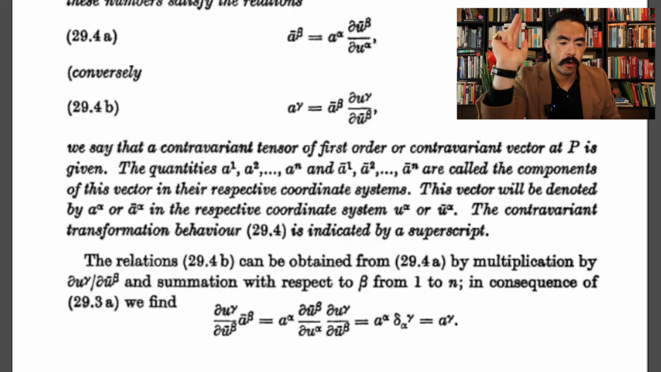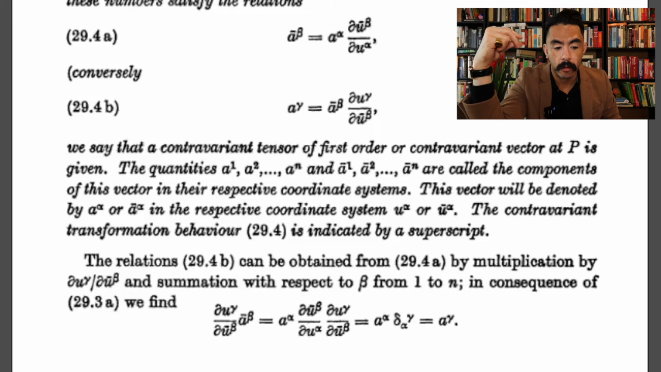The relation for the second given contravariant tensor can be obtained from the relation for the first given contravariant tensor by multiplication by ∂u^γ/∂ū^β and summation with respect to β from 1 to n.